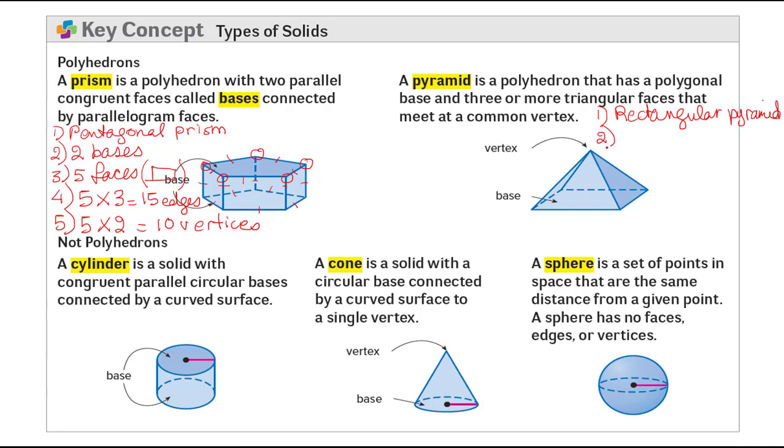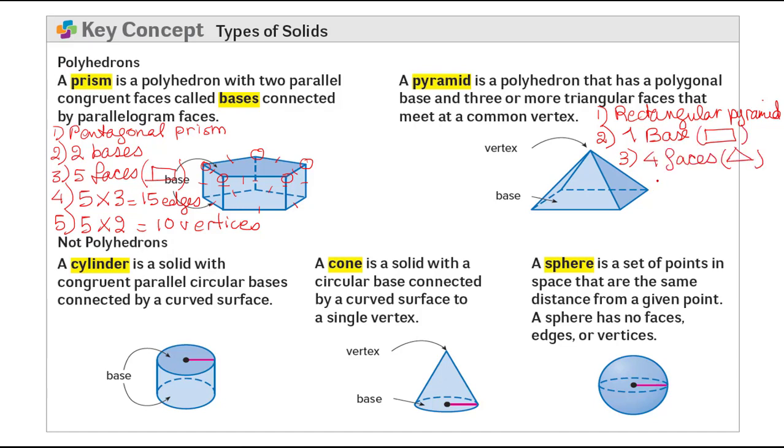Number 2, how many bases? Any pyramid whatsoever has only 1 base. My base here is a rectangle. How many faces? According to the number of sides of the base, I have here 4 sides. I have 4 faces. Each face is a triangle.